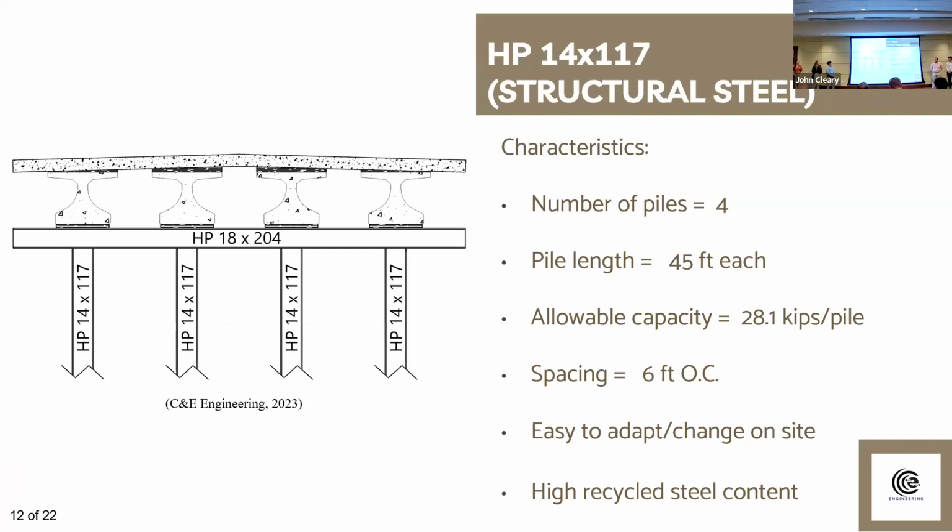These are the characteristics of the foundation. It will consist of 4 piles with a pile length of 45 feet each, with an allowable axial compressive capacity of 28.1 kips per pile, spaced 6 foot on center. And this is very easy to adapt and change on site, and it's composed with a high recycled steel content.